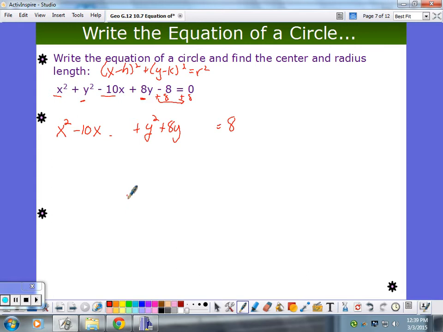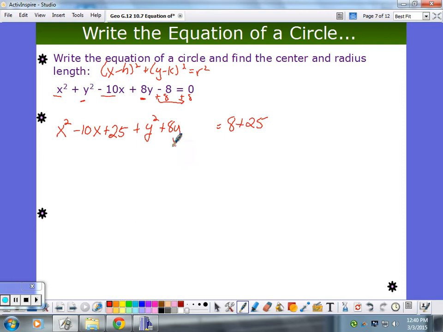Okay. What you're going to do is complete the square twice. So we'll start with the x's. x squared minus 10x. Take half of it and square it. What goes here? 25. Now this is an equation, right? You just added 25 to the left. Let's add 25 to the right to keep my equation in balance.